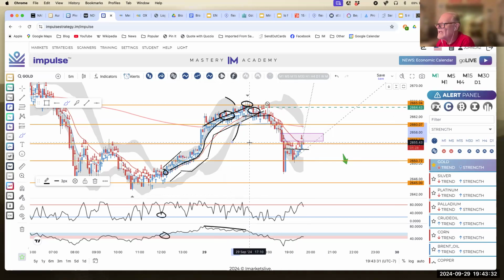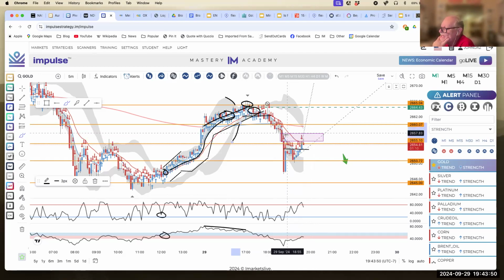And here we go. Look at this. So now we've just wicked into, look at that right there, 26.56, right in the middle of that imbalance.